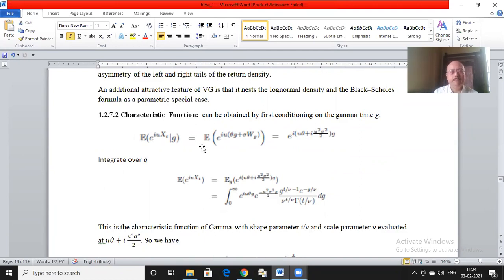If I condition on G, first condition on the time, gamma time arrival, I know it has to be normal distribution, so I know the characteristic function. So I know that the conditional expectation here for x, e to the power I u x, has to be of this form, e to the power I u theta plus I u square sigma square by 2 times G. Because that is what we get from the normal distribution, conditional on G. G itself is a random variable. Now I integrate. To get the final unconditional characteristic function of xt, I have to find the expectation of this conditional characteristic function, expectation over G, which will be given by the gamma density integral.